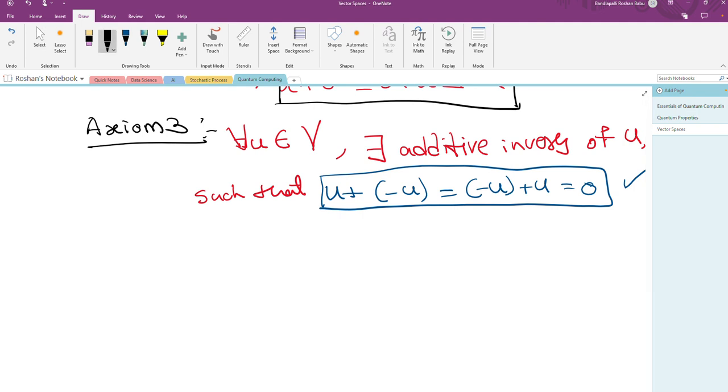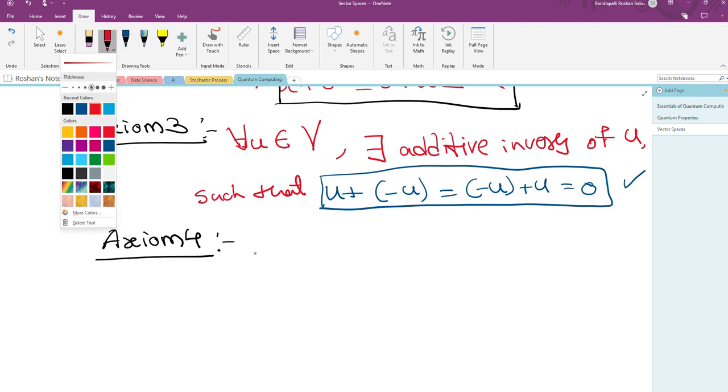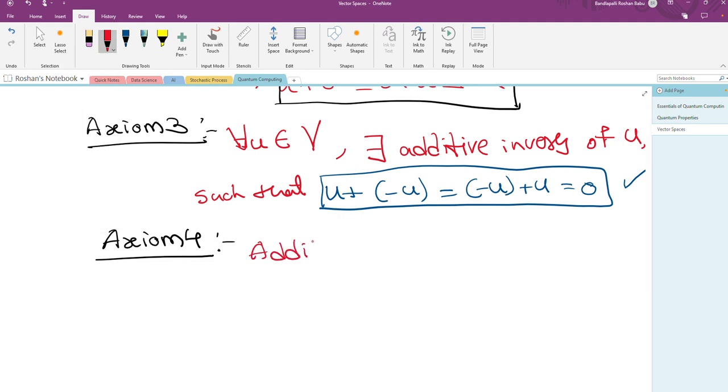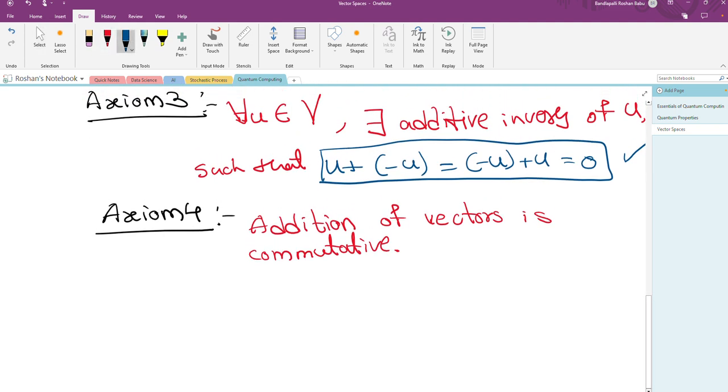Now axiom 4, it is quite simple and easy to understand. Addition of vectors is commutative. This is the last and final axiom, which means addition of u plus v will result in the addition of v plus u. Okay.